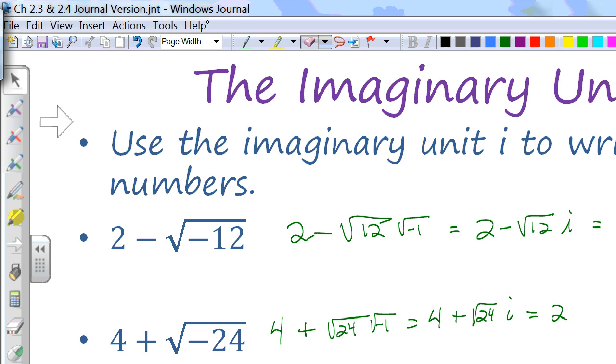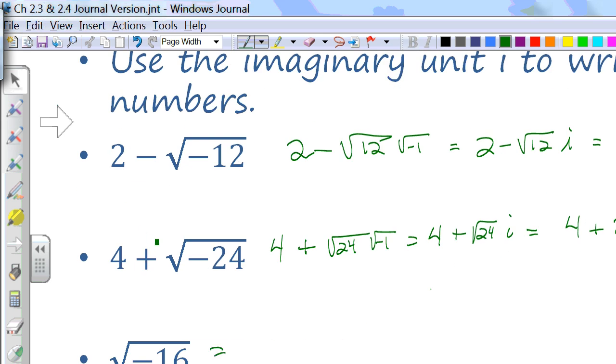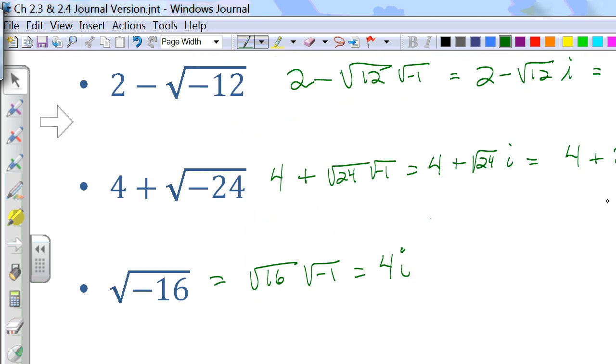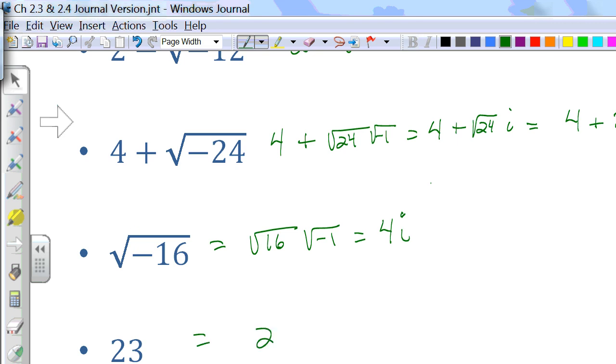Sorry, I'm not sure I wrote too big, so I was looking at the line above for a moment. 4 plus 2 root 6 i. And this last one, oh, it's not the last one, sorry, is square root 16 times square root negative 1, which is 4i. And 23 as a complex number is 23. You can add 0i if you want to, but 23 is a sufficient answer.